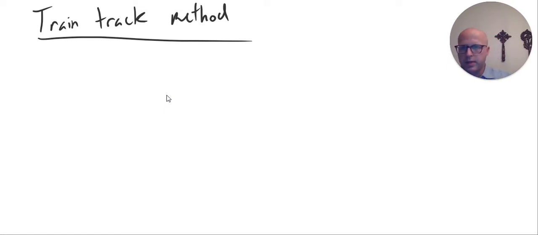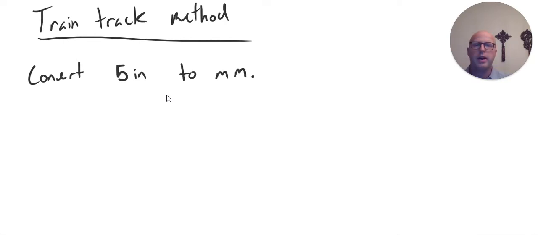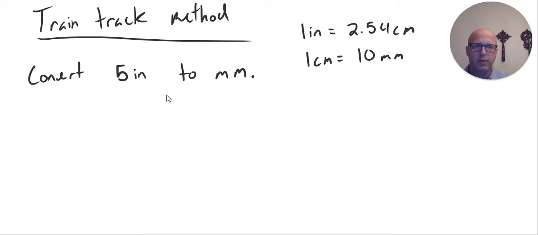So I think the best way to do this is let's just go ahead and do an example problem. So let's convert 5 inches to millimeters. Right? Now, in order to do this, we've got to have some conversion factors, right? I can't just make up numbers to go from inches to millimeters, but here are some things that I know. I know that 1 inch is equal to 2.54 centimeters. Okay, that's going to get me from standard to metric. And then I also know that 1 centimeter is going to equal 10 millimeters. So now I have a way to get from centimeters to millimeters.